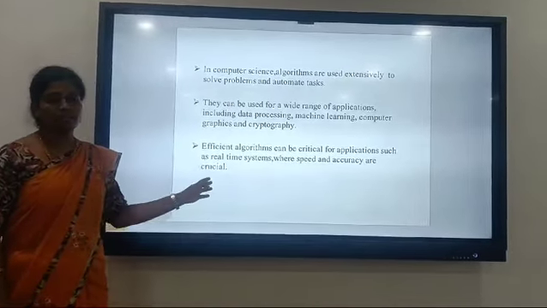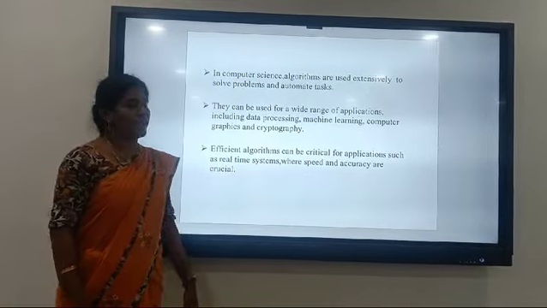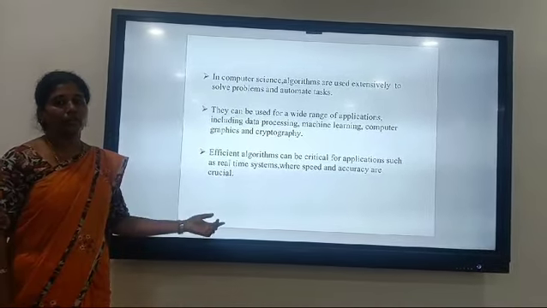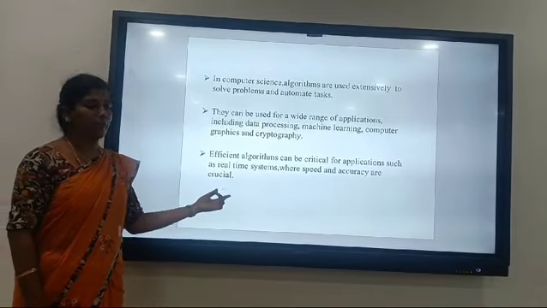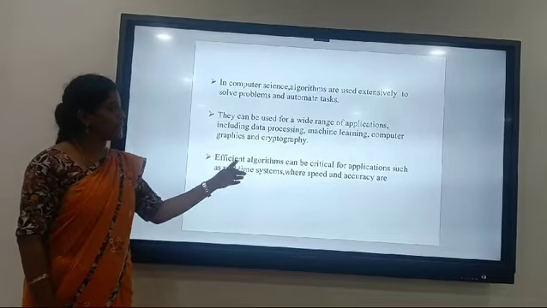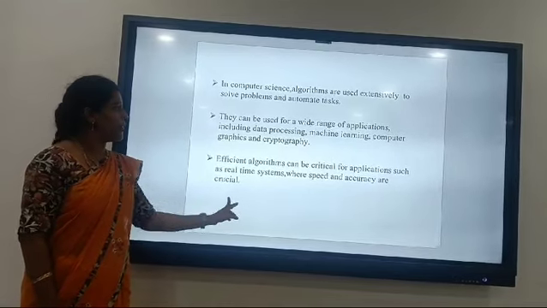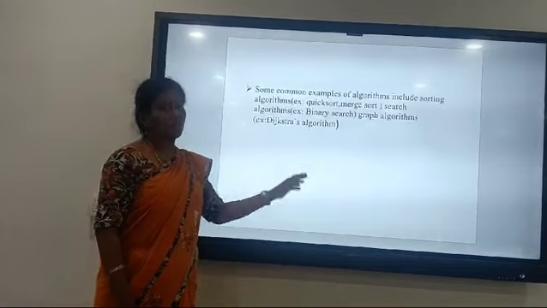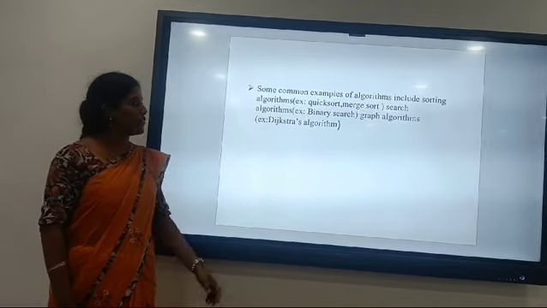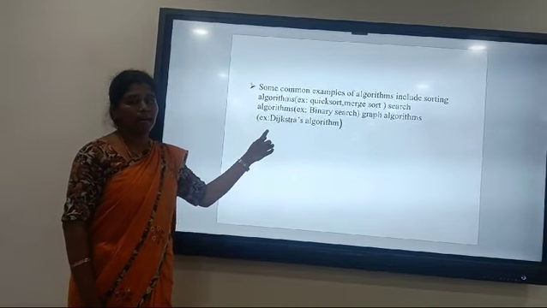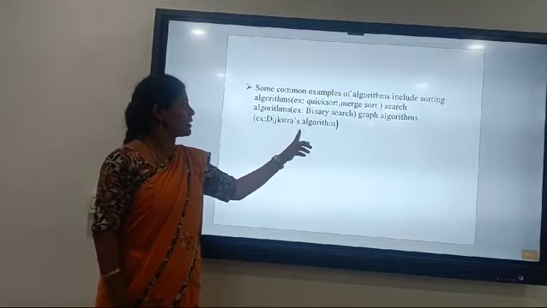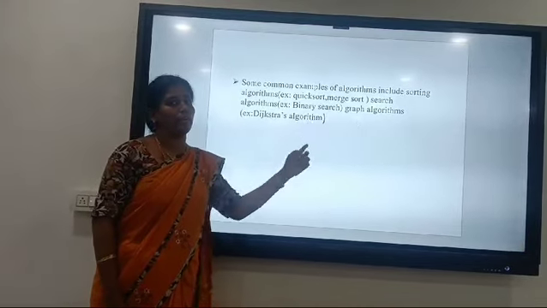Next, in computer science, these algorithms are used extensively to solve problems and automate tasks. Efficient algorithms can be used to solve real-time applications where speed and accuracy are very crucial. Some examples of these algorithms: for sorting algorithms, the examples are quicksort and bubble sort. For searching algorithms, the example is binary search. And Dijkstra's algorithm is an example of the graph algorithms.